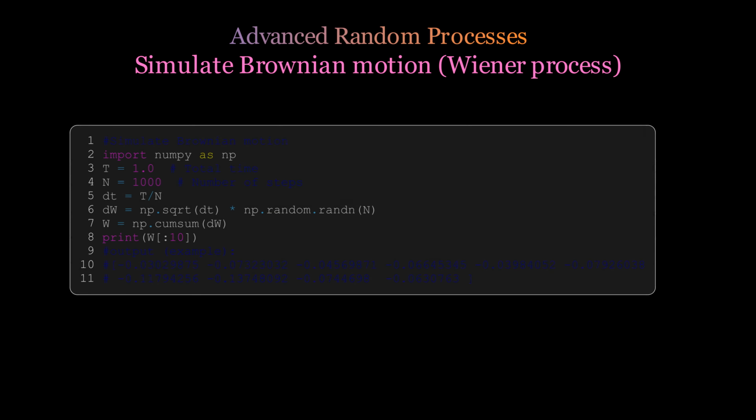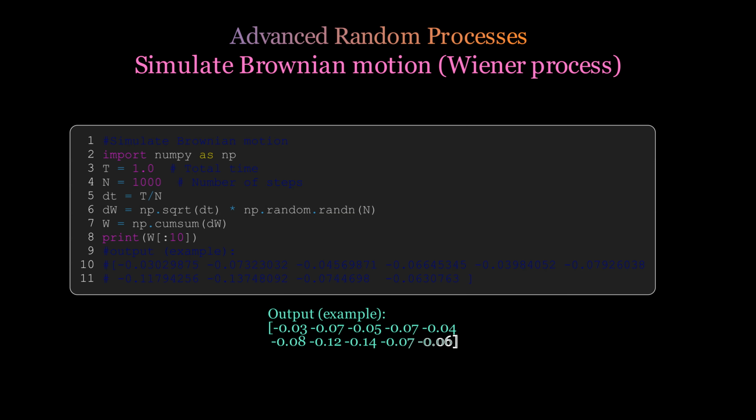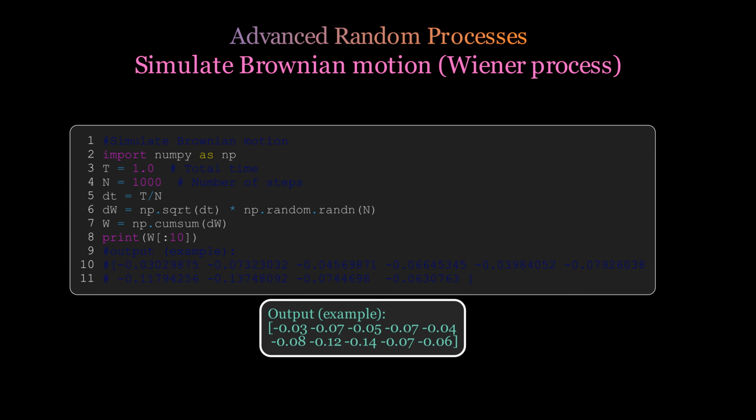Brownian motion is the fundamental continuous time stochastic process. We'll simulate it by accumulating normally distributed increments. Each step is scaled by the square root of the time increment, preserving the process's mathematical properties. The simulation shows the first 10 points of a 1000-step Brownian path. Notice the random but continuous nature of the trajectory. This process models everything from particle movement to stock prices.